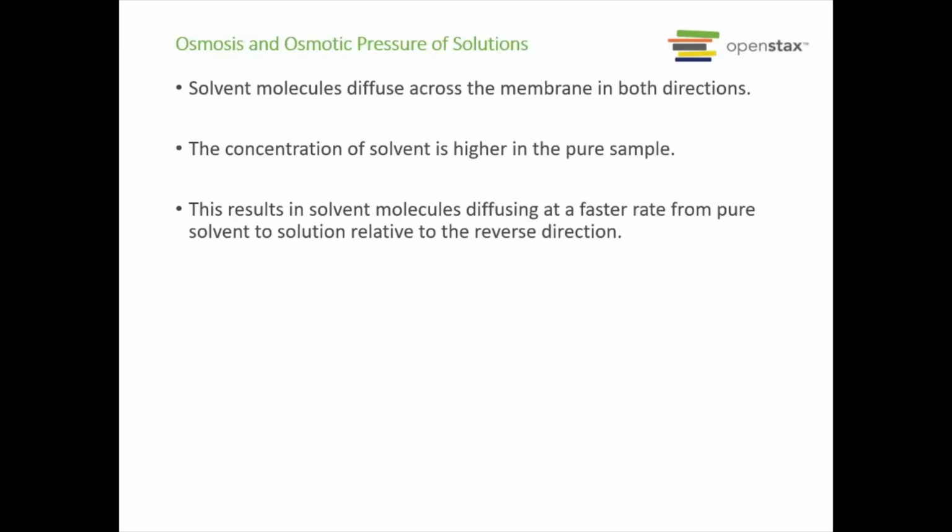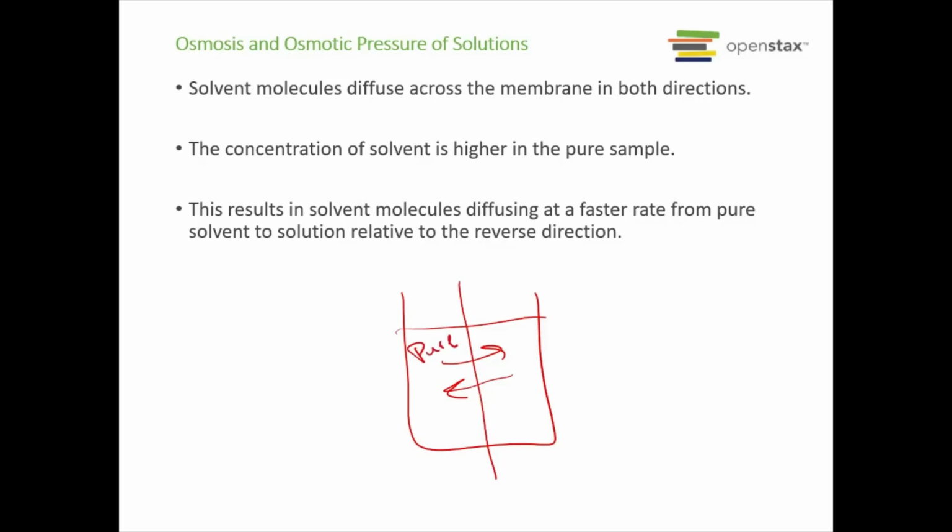So what happens is the solvent molecules can go across the membrane in both directions. But the concentration of that solvent is higher in the pure sample. So this is my pure side. So what happens is those coming from the pure side to the solution actually go a lot faster than the reverse. So it looks more like that.